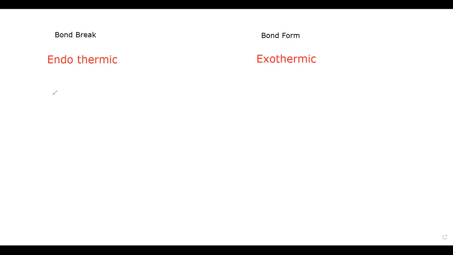Example, say you have hydrogen atoms, the hydrogen molecule. When you supply heat energy to break the bond, because energy is supplied or taken in to break this bond, whenever we want to break a bond, we have to supply energy. That's why we call bond breaking endothermic.